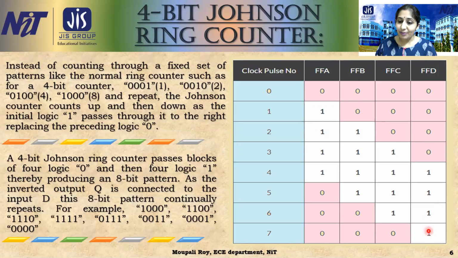In the same way, if we get the 8th clock pulse, then what happened? This 0 shifted there, this 0 next, this 0 next, and the complement of this one comes there. That means we are repeating this 0 0 0 0 output. So what are we getting? We are getting 8 individual outputs.